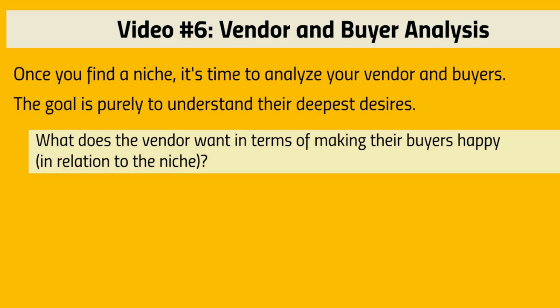So first question is, what does the vendor want in terms of why and what they want to do, how they want to do it, as far as making their buyers happy? In other words, when a vendor sees something, they either think, well, this is something that my buyers definitely don't want, or this is something that my buyers really, really want, and I want to make a deal with another vendor and make a special deal for my buyers.